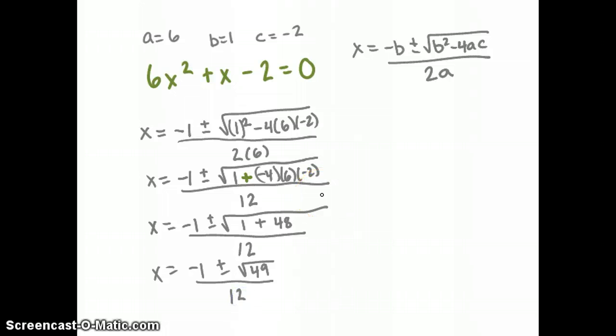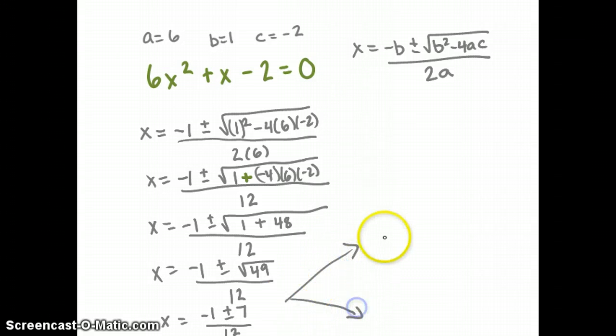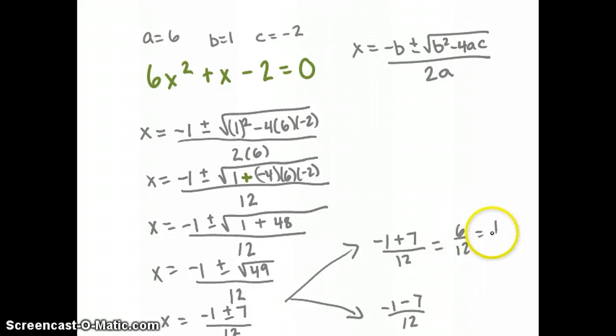And do you remember what the square root of 49 is? That's right, it's 7. So we have x equals negative 1 plus or minus 7 all over 12. From here, I'm going to go ahead and split this into the two answers that are given by our plus and our minus. We've got negative 1 plus 7 all over 12 and negative 1 minus 7 all over 12. Negative 1 plus 7 is 6 over 12, which is 1/2. And negative 1 minus 7 is negative 8 over 12, which is negative 2/3.